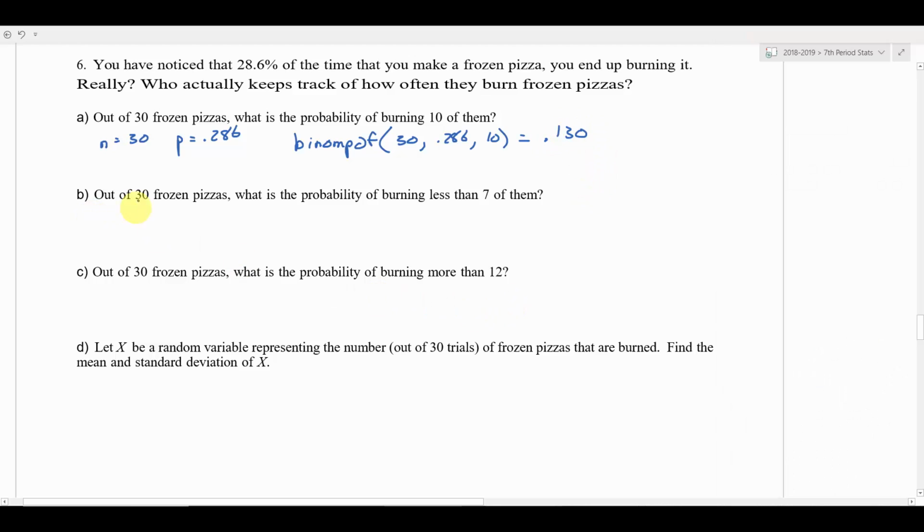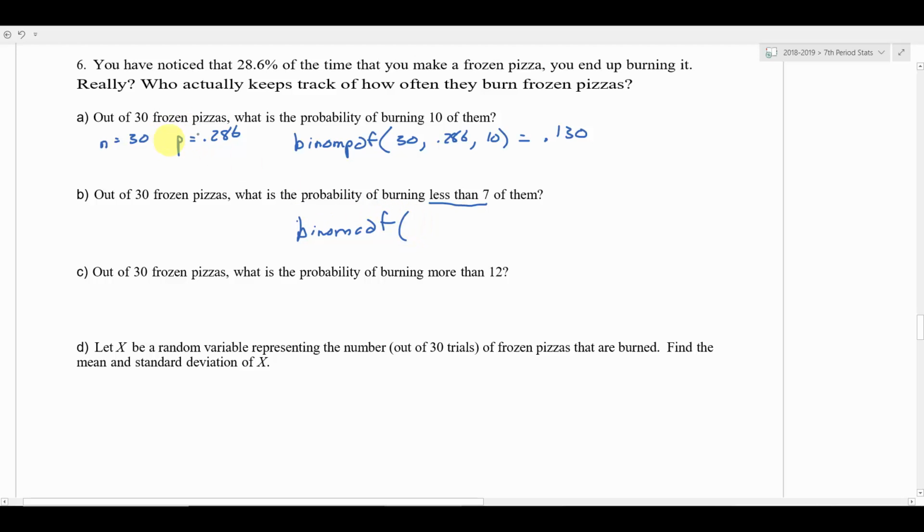So let me read the next one, right? So same exact problem. All the parameters are the same still. Out of 30 frozen pizzas, what's the probability of burning less than 7? So whenever you see a less than, or a more than, or a between something, that's an indicator that you're going to switch over from PDF to CDF. All right, so we're going to be doing a binom CDF for this one.